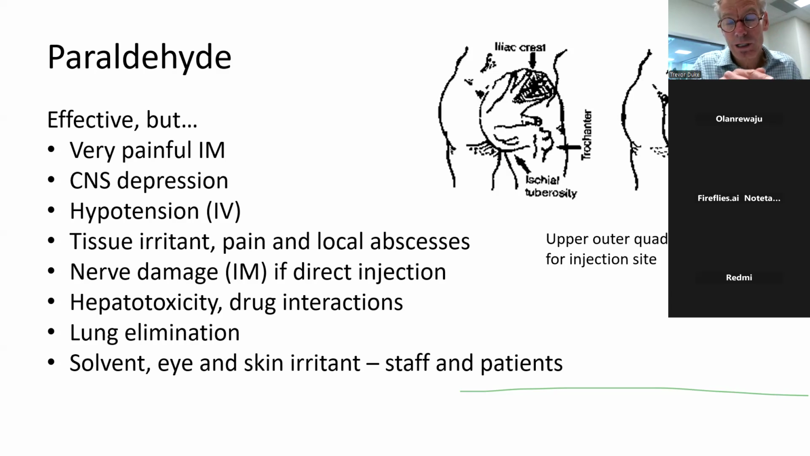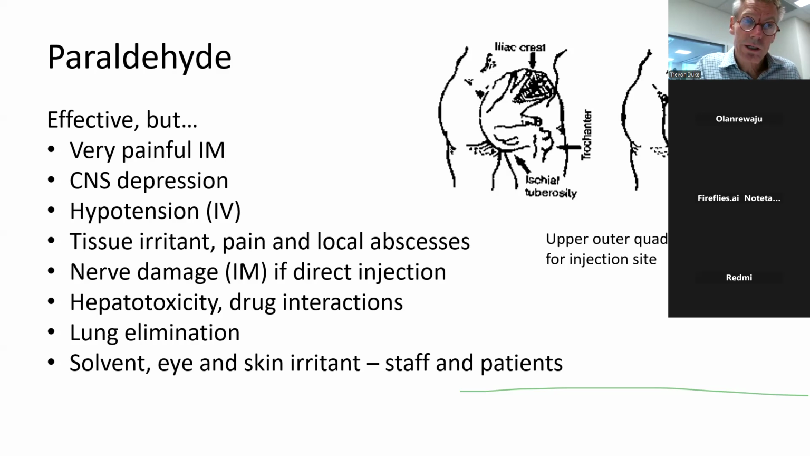It is very commonly associated with tissue inflammation, paraldehyde, when it's given intramuscularly, and it's not uncommon to see local abscesses forming because of paraldehyde intramuscular injection. There are some drug interactions and some toxicity, hepatotoxicity. It's not very common, but it can occur, and the elimination of paraldehyde is through the lungs.